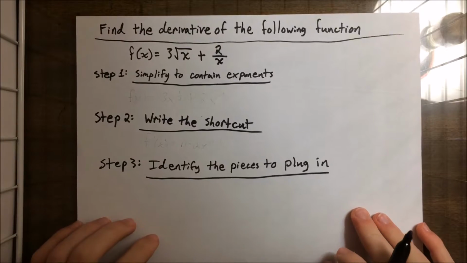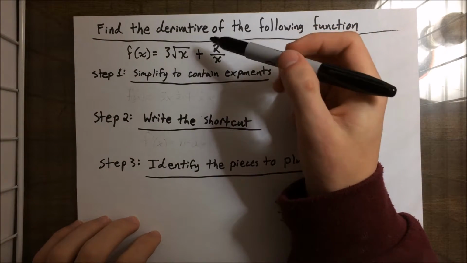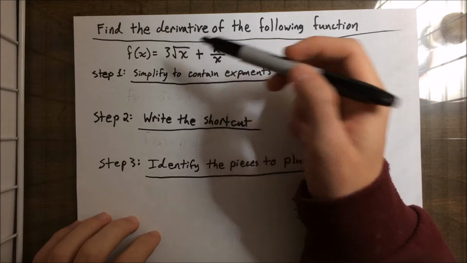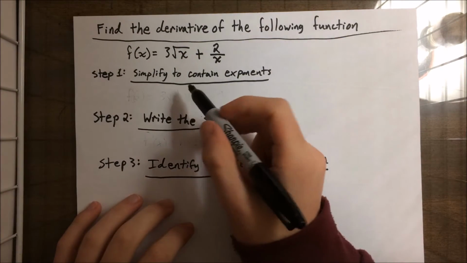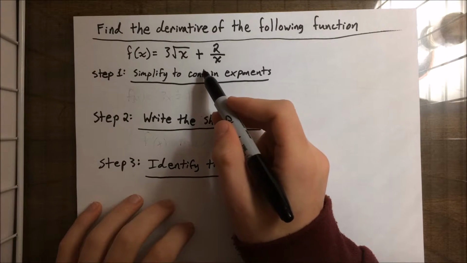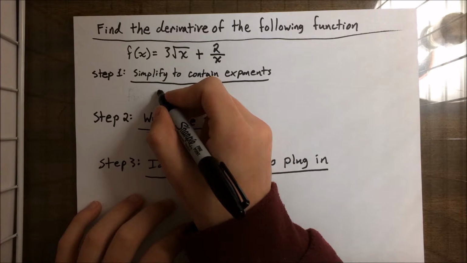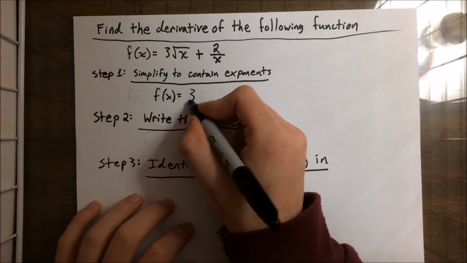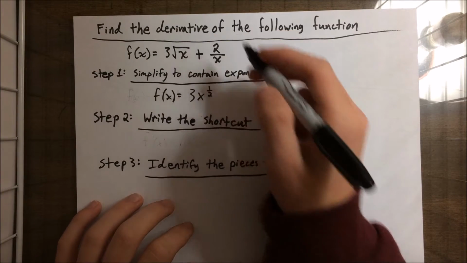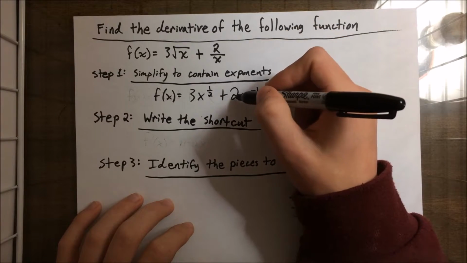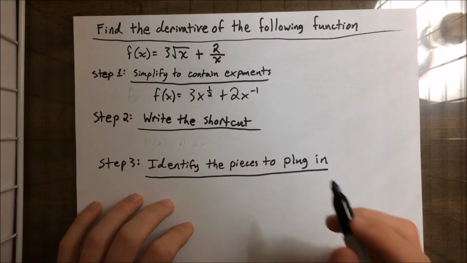Okay, and now let's try another example. In this example, I'm going to make it a little more complicated by introducing variables in the denominator and variables under a radical. So let's simplify to have exponents instead of that form, the simplified form. So f of x is equal to 3x to the 1/2, since the 1/2 is the same as the radical, plus 2x to the negative 1. So x to the negative 1 is the same as 1 over x. So that 2x to the negative 1 is the same as 2 divided by x.